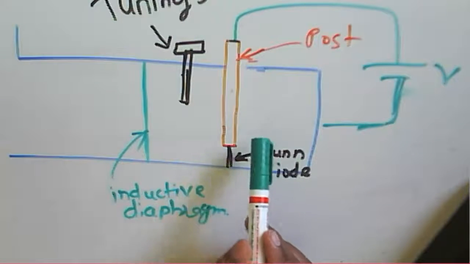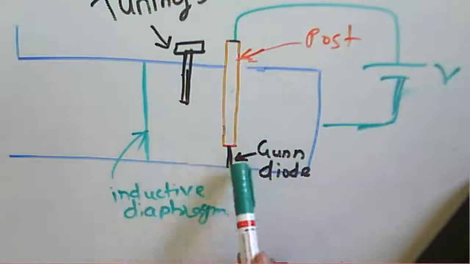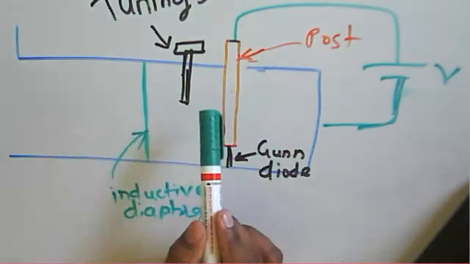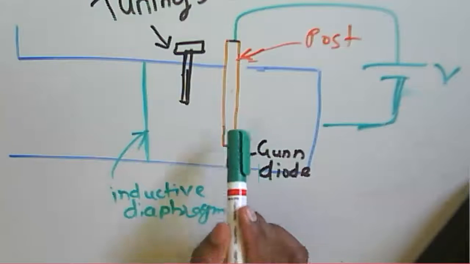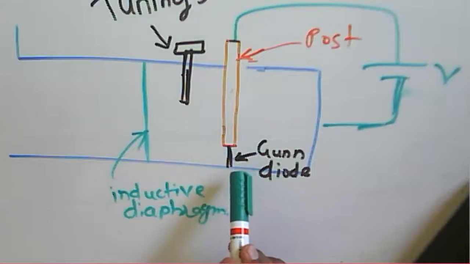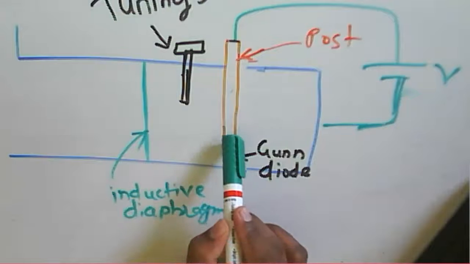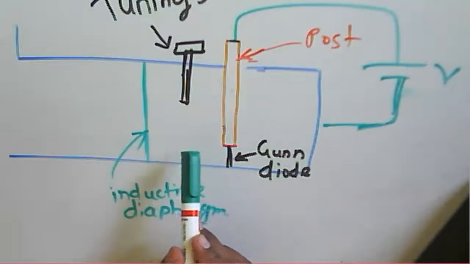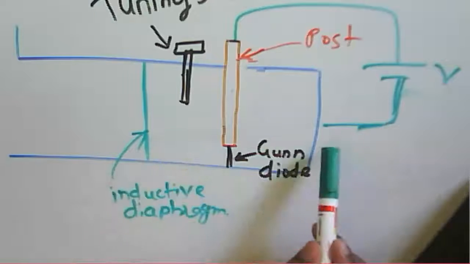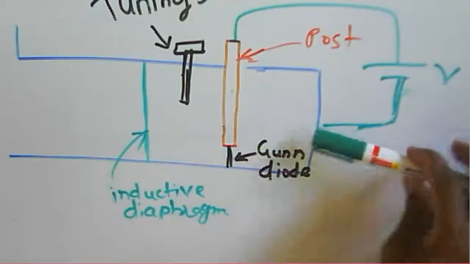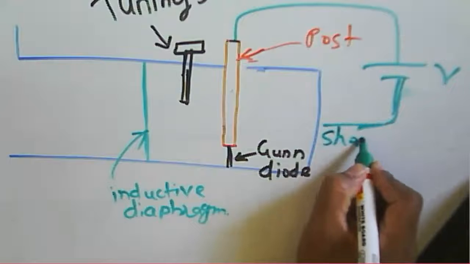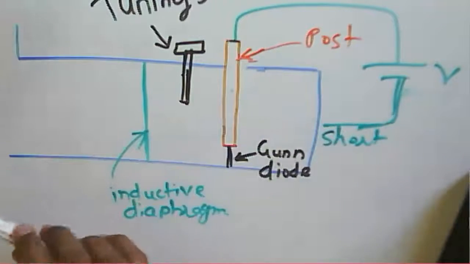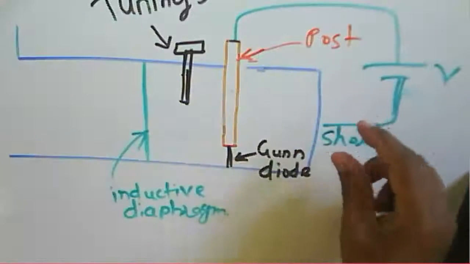Generally a Gunn device is present in the rectangular waveguide, and this one is a rectangular cavity. This cathode is connected to the cavity, this one for the Gunn diode, and the anode is connected to the post. The resonant frequency of the cavity can be adjusted with the help of a movable short. So we have a short here, and we need to move this short here.